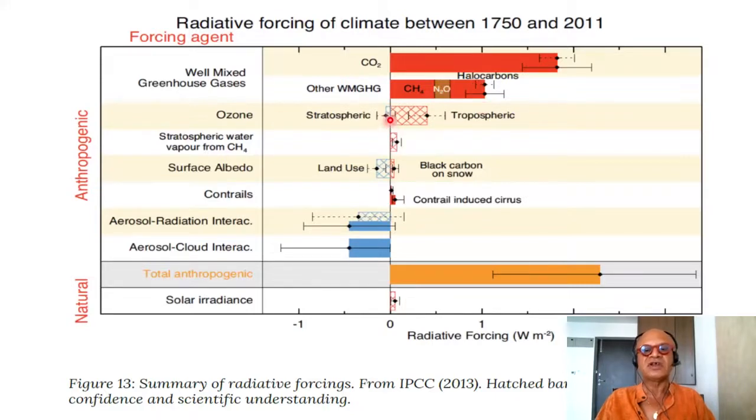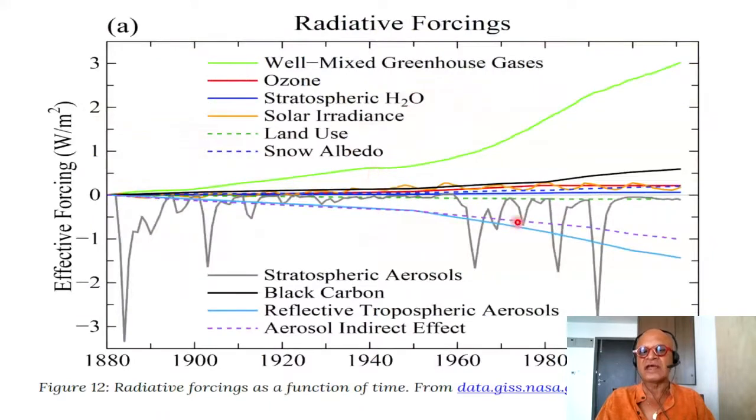Ozone, in the stratosphere it cools. In the troposphere it's a strong greenhouse gas, as we said. Stratospheric water vapor can trap outgoing energy and doesn't directly affect the troposphere, but it affects the dynamics and radiative balance. So that is from methane. Surface albedo, land use is negative, as we saw here. Land use is cooling.